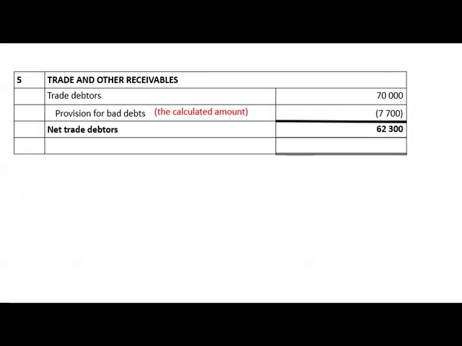I'm going to continue. Trade and other receivables. We will start with trade debtors, which is our debtors control, but we call them trade debtors. It was sitting at 70,000. But from that trade debtors, we are going to subtract provision for bad debts. Which one are we going to subtract? The 7,000 or the 7,700? I said the final one, the one that you calculated is the one that you subtract from here. So I am going to subtract 7,700 and that will give you a net trade debtors. And I even wrote it there, the calculated amount. Your net trade debtors will be 62,300.